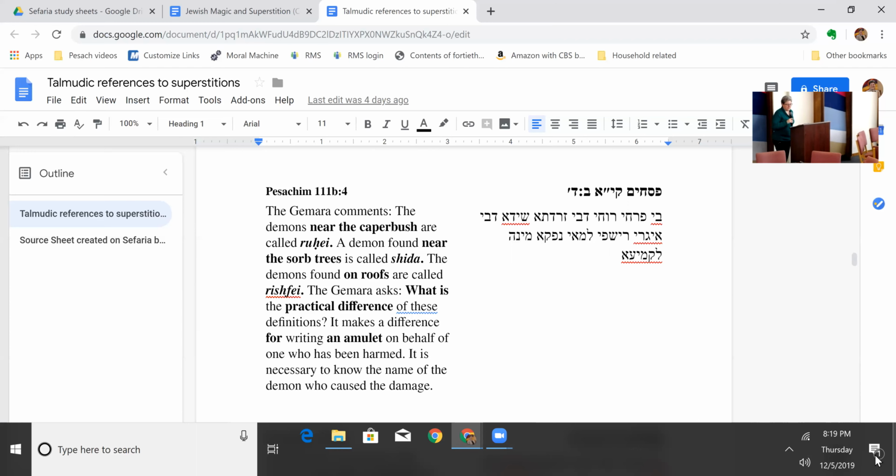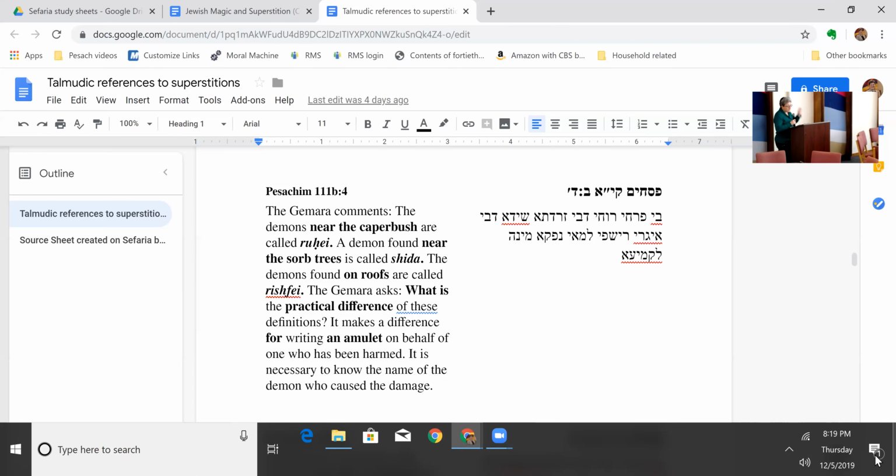The Gemara comments, the demons near the cave bush are called Ruchay. A demon found near the sword trees is called Shida. The demons found on the roofs are called Rishveh. The Gemara asks, what's the practical difference of these definitions? Why does it matter that the demons at this place are called this and they're called that? They're demons. You want to stay away from the demons.